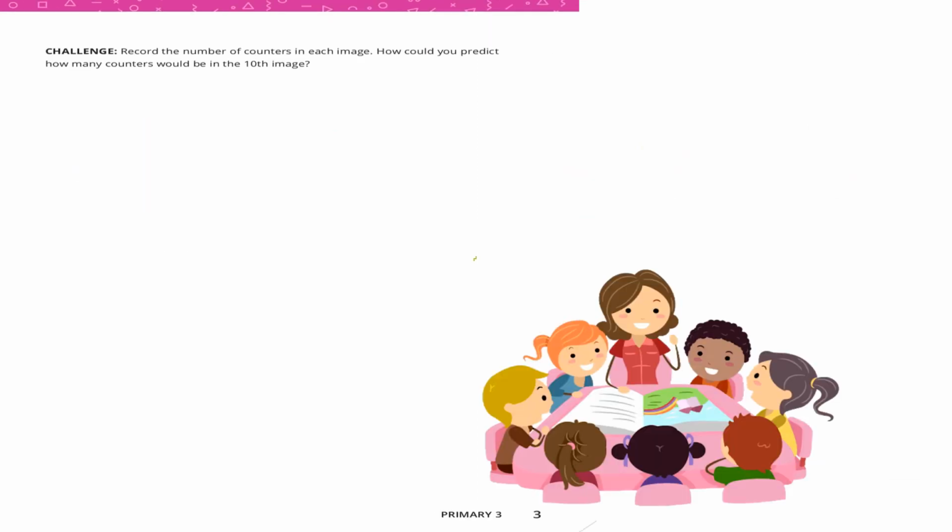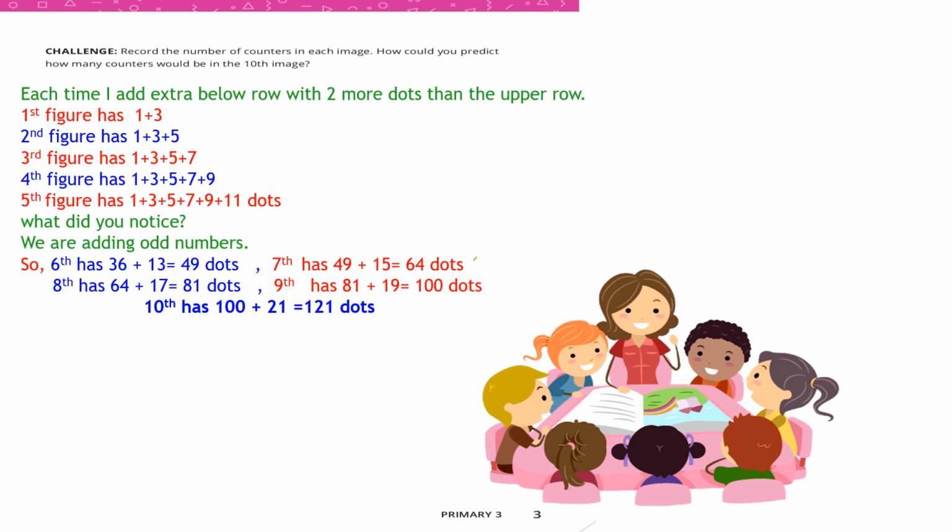Now let's move to a challenging part. Record the number of counters in each image. How could you predict how many counters would be in the 10th image? We recognized that each time I add an extra row below with 2 more dots than the upper row. And we noticed also that the numbers of counters or dots in each row are odd numbers.